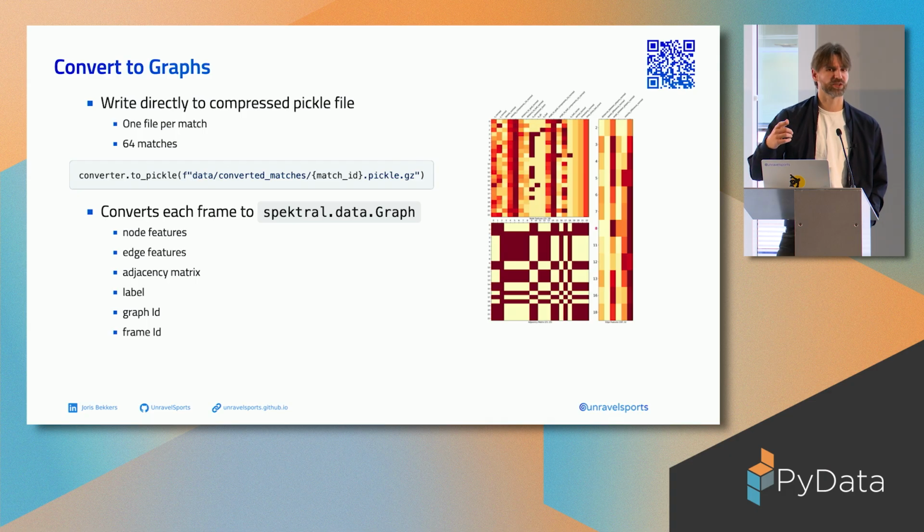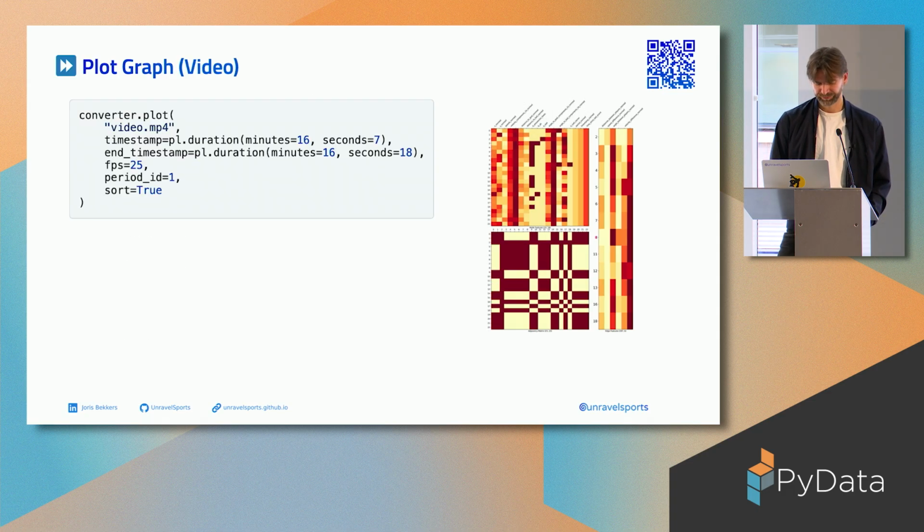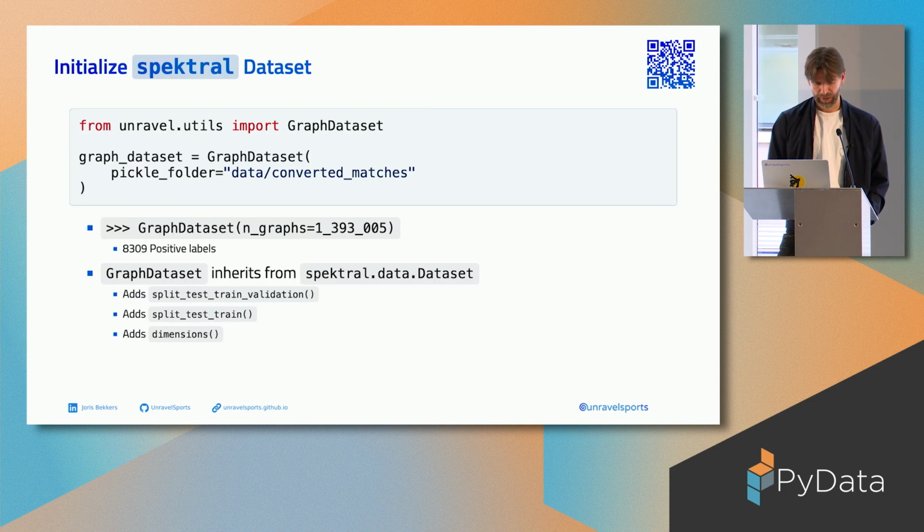If you want to make a prediction, in the end, you want to figure out which frame this graph is related to, and we do that by including the frame ID in each graph. If you want to plot the videos that I showed here, there's also plotting functionality. You can plot images or videos. And so yeah, now we're going to actually train the model.